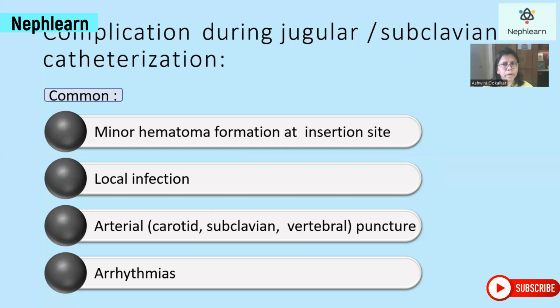Occasionally, there may be an arterial puncture because we must remember that the arteries and veins anatomically often run together, and therefore it is very easy to mistake them. Even in sites like the femoral artery and the femoral vein, it is very difficult to distinguish the positioning of the two. And very rarely, we may have arrhythmias.